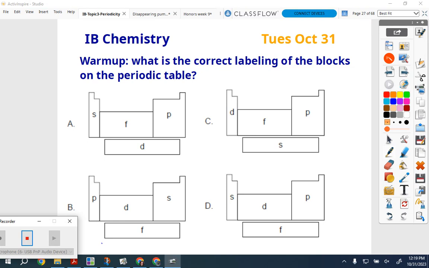So yes, the correct answer here is D, SP, D in the middle, and the F blocks.